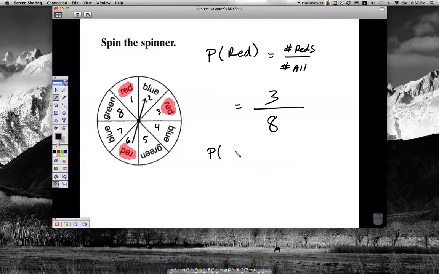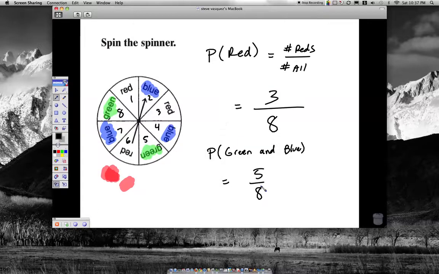If I want to find the probability of green and blue, that means that I want to get rid of my red ones. I want the probability of the blue ones, 1, 2, 3, and the green ones, 4, 5, for a total of 5 out of 8.